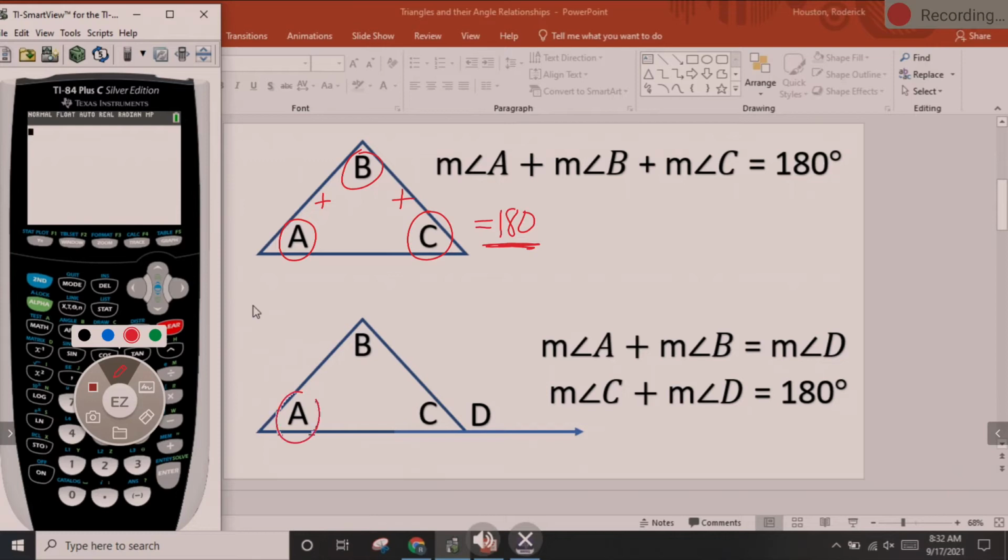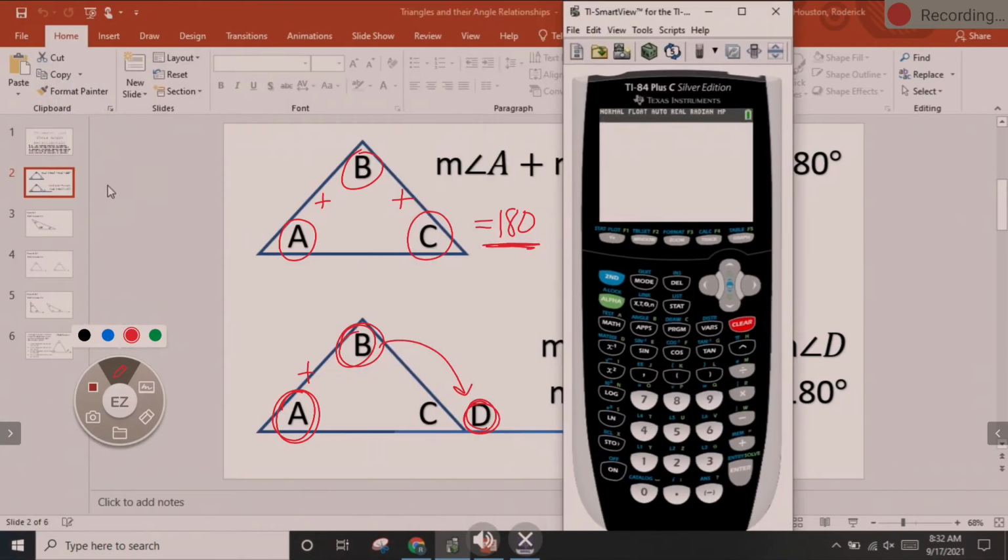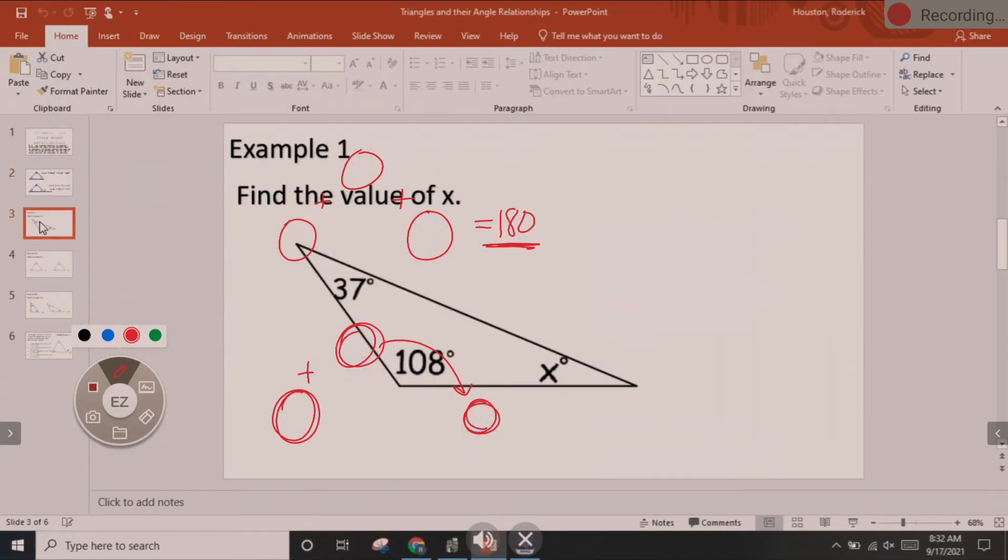Okay, down here, this one lets us know that the measurement of angle A plus the measurement of angle B equals the measurement of angle D. So if I ever have to find D, all I have to do is add those two and it gives me the answer. Okay, let's take a look at this with numerical values, because it'll make a lot more sense.